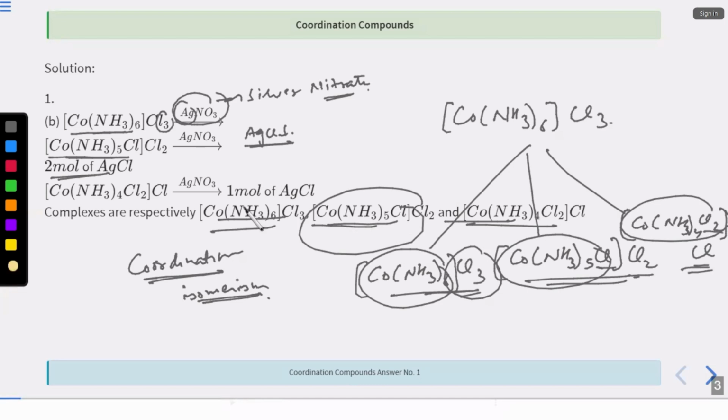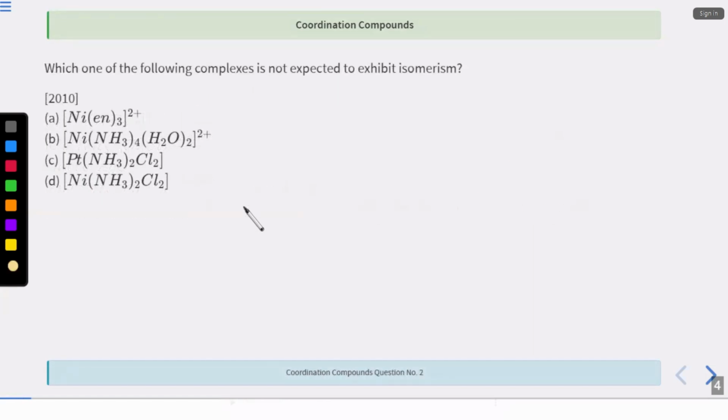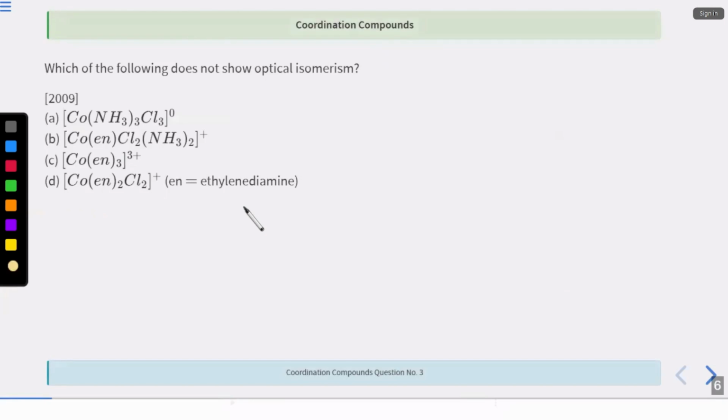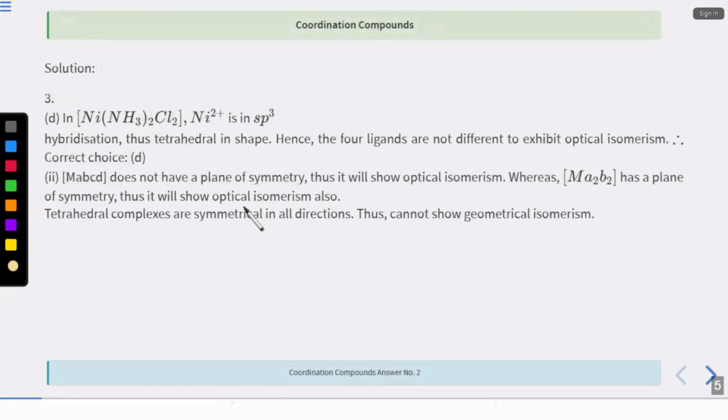so let's move ahead. Which one of the following compounds is not expected to exhibit isomerism? So among these compounds, we have been asked which cannot exhibit isomerism. Basically we have to check all four compounds one by one. Okay. So let's talk about this compound. This is of the form MA2B2.